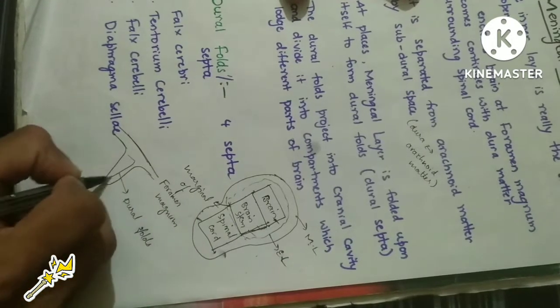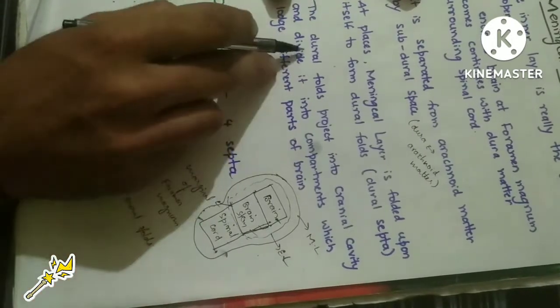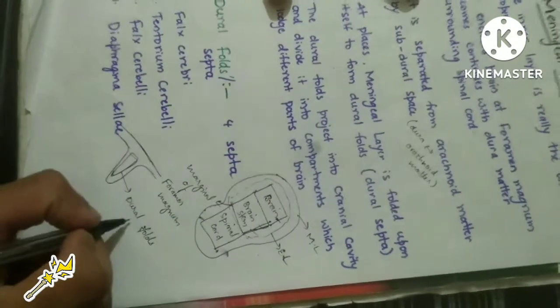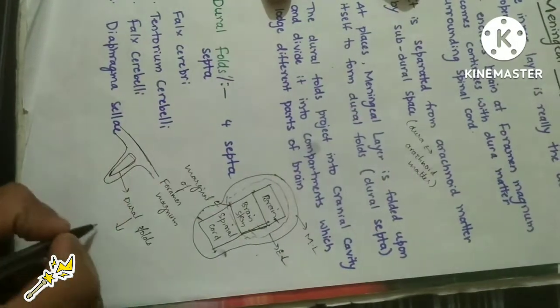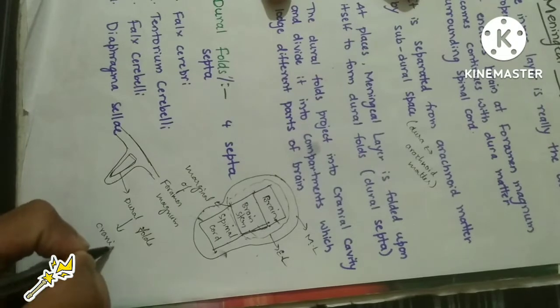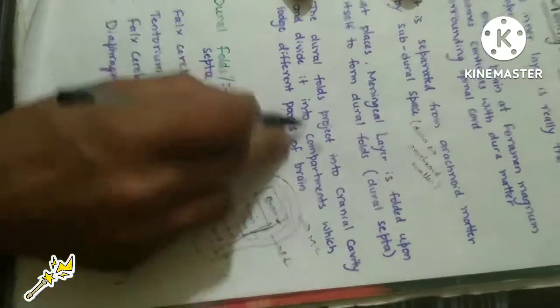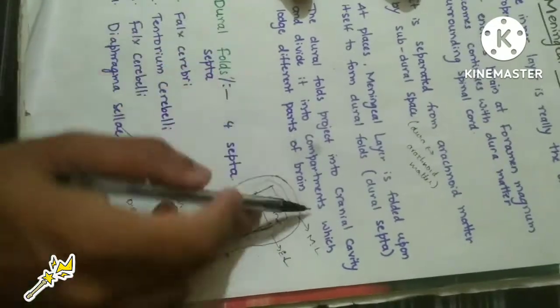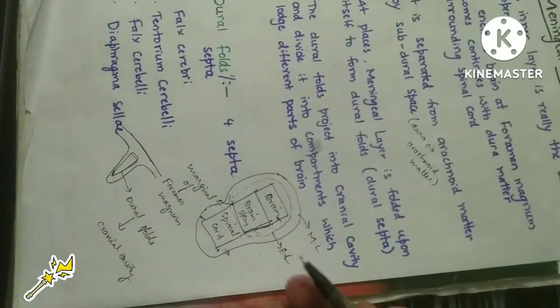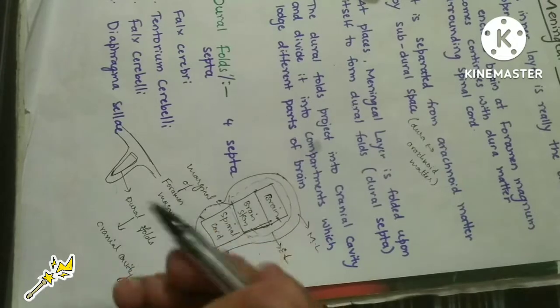and this is the dural venous sinus. These dural folds project into the cranial cavity and again divide it into compartments which lodge different parts of the brain. It has its compartments where it contains different parts of the brain.